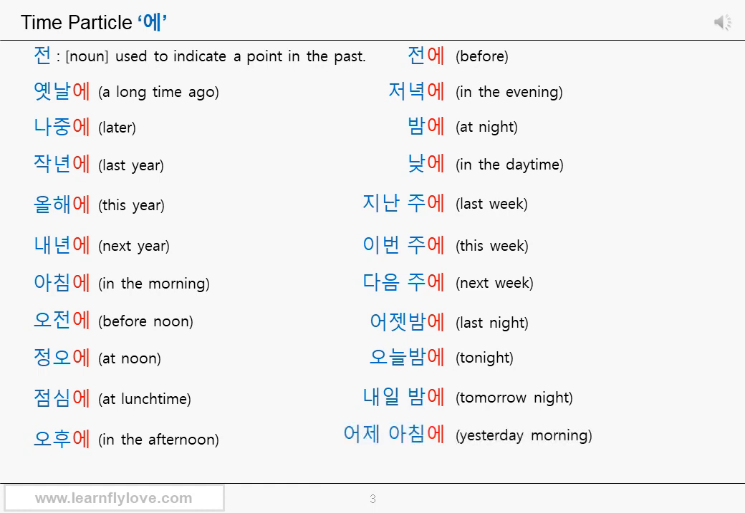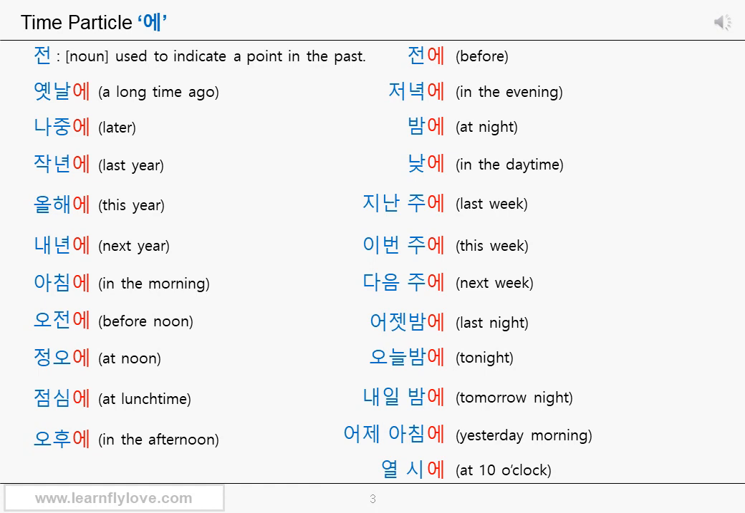어제 아침에, yesterday morning. Of course, when you use 어제, 오늘, 내일 alone, you cannot add this particle 에. But the words like 밤 and 아침 are nouns. So you can add a time particle 에 here. 어제 아침에, yesterday morning. And this particle 에 is definitely used to indicate a certain time.